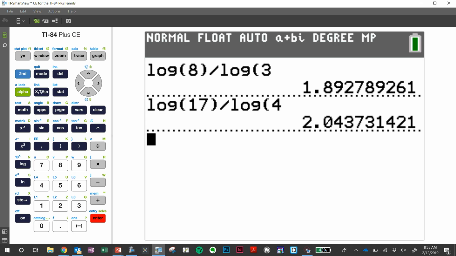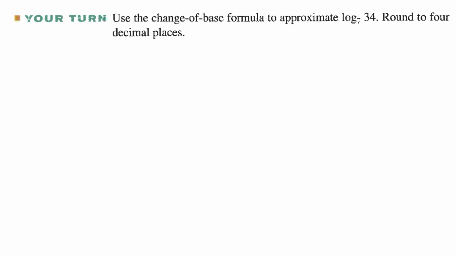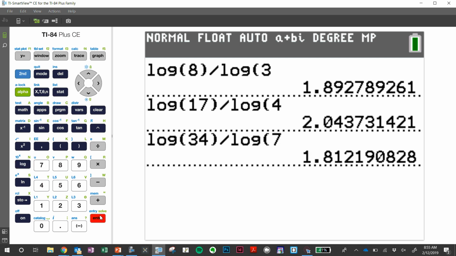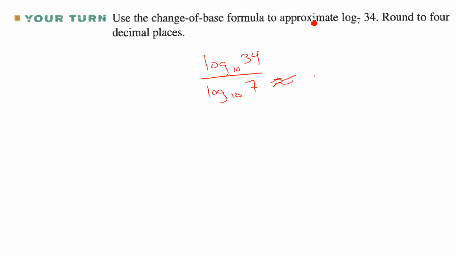Did I get the 7 right? I did. All right, your turn. Wrap this up. All right, so hopefully you said log base 10 of 34 over log base 10 of 7. And so this will be approximately equal to, since we're rounding, 34 over 7. So 1.8122. All right, that'll do it for today. Good job.